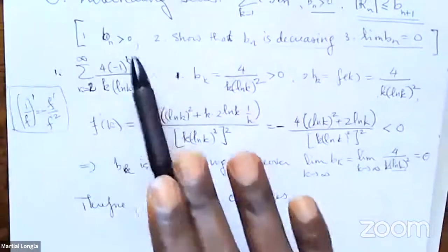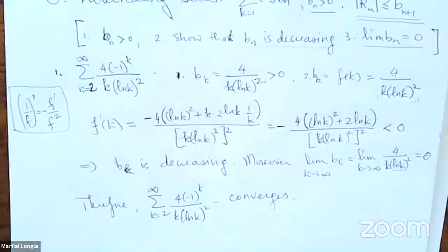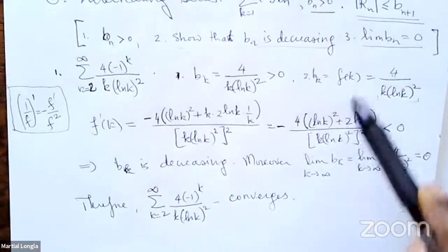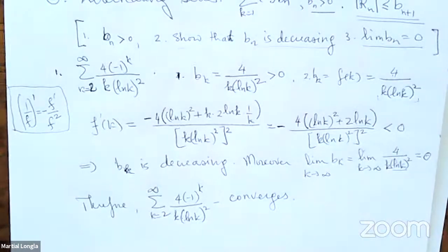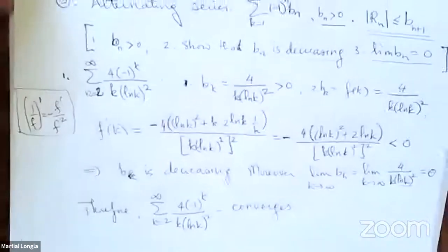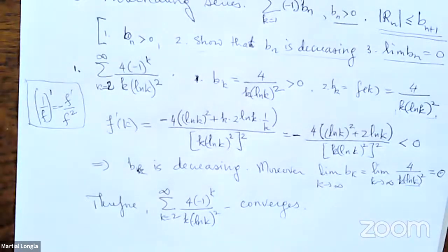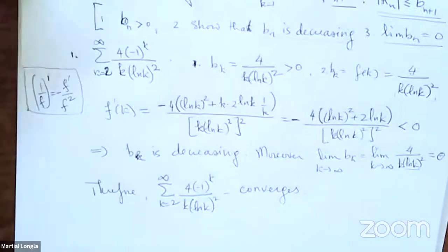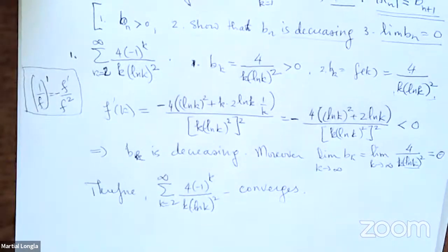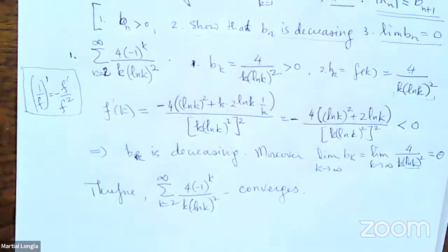And if any of the three things is not satisfied, then you cannot use the alternating series test to decide. If the limit is not 0, then you can conclude using the divergence test that the series diverges. Questions?